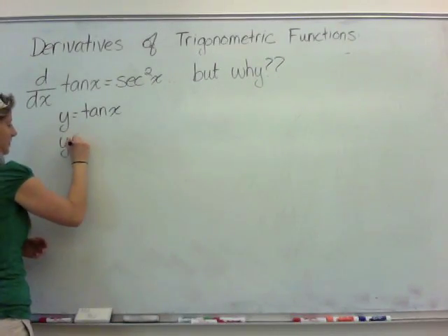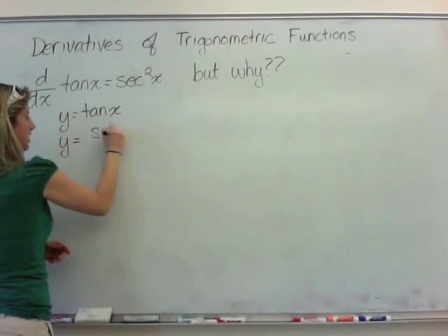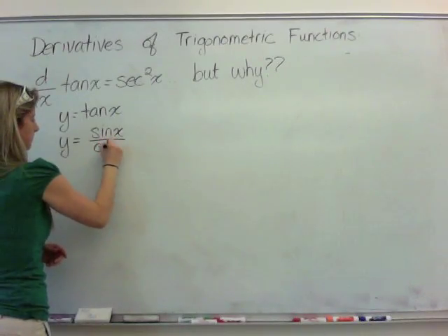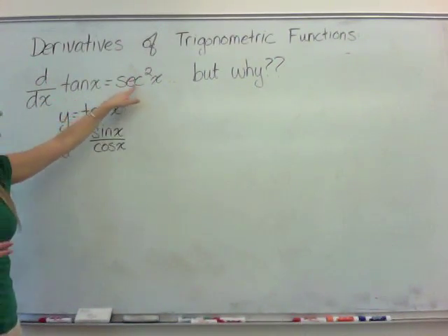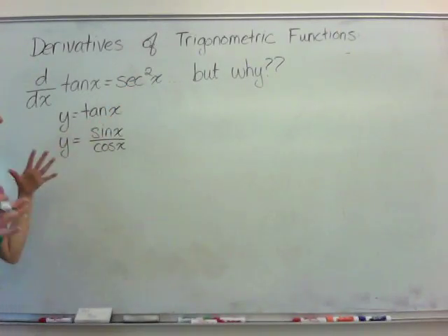What is tangent of x? It's sine over cosine, right? So sine x over cosine x. That's a quotient, so we could use the quotient rule to show that the derivative of the tangent of x is actually secant squared x. So let's take a look at that.